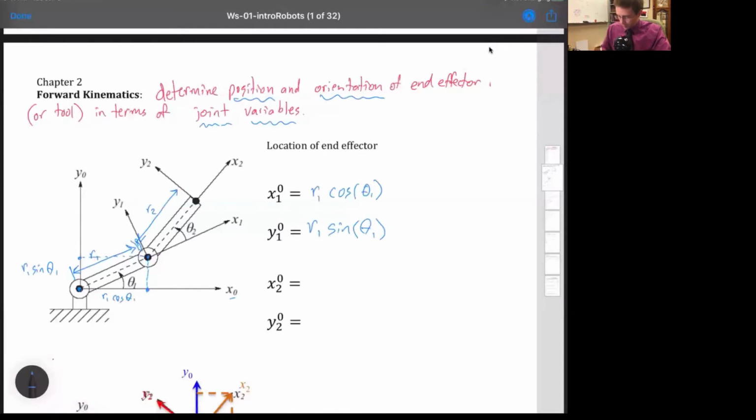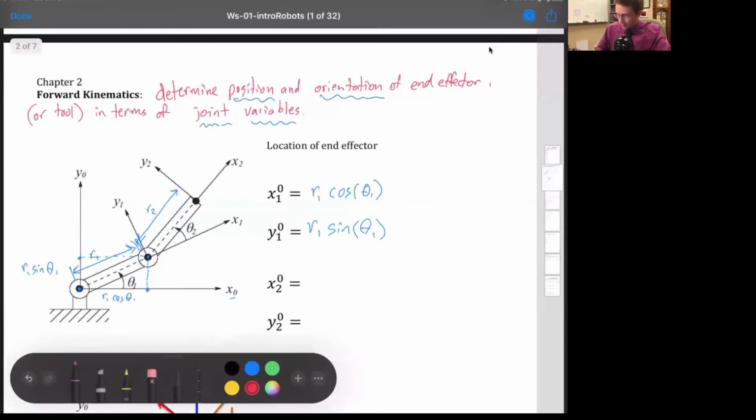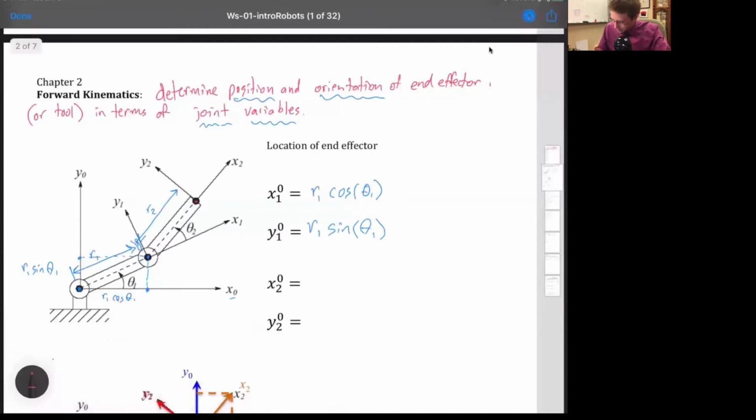And then we want to know, well, what is the x2 in terms of x0 and y0? What is this origin point here? And so again, we can just drop this down. So what we want to know is, what is this additional distance here? Then we want to know the same thing for the y. What is this additional distance here?